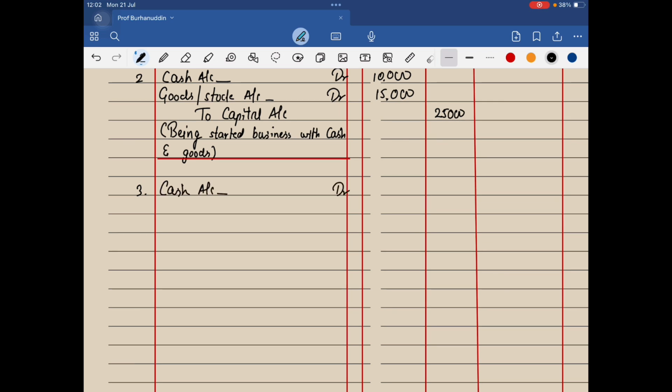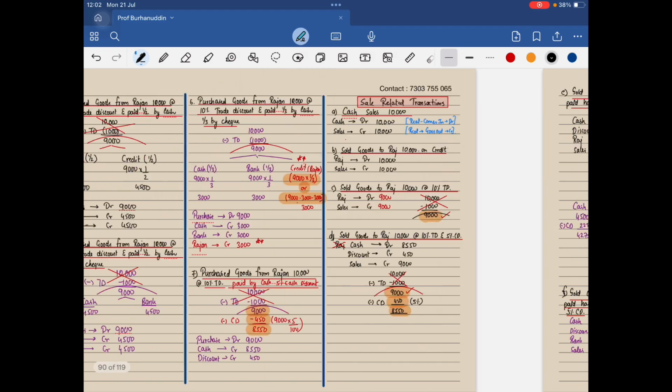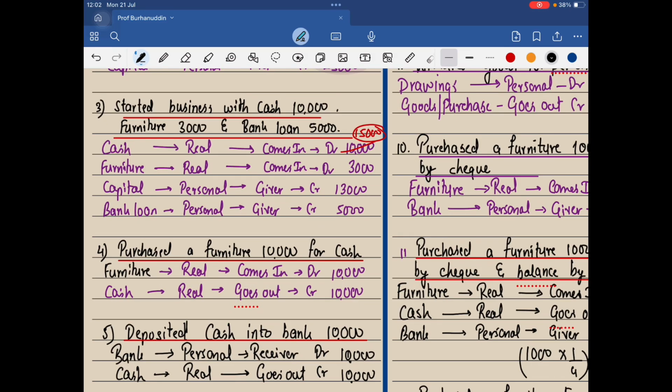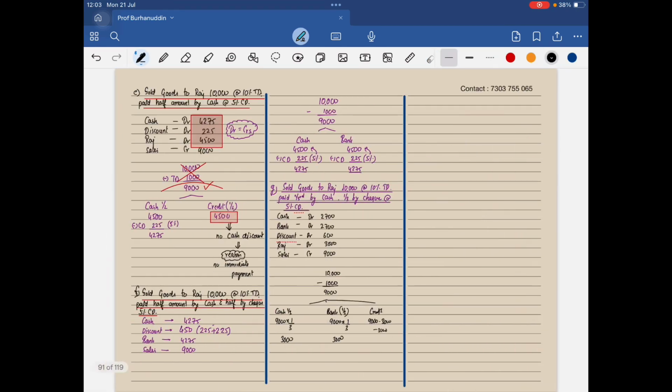Cash account debit, furniture account credit. Okay. Then we have two credits also, Prakash. So here the two credits are what? This and capital and bank loan. Credit. So two capital account and two bank loan account.